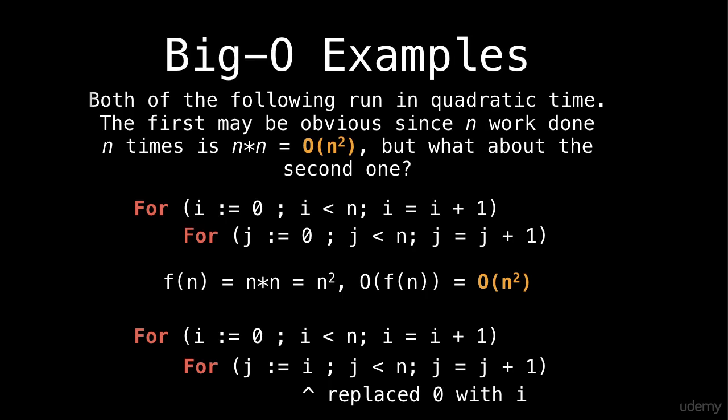So our second example is two algorithms that run in quadratic time. The first one seems obvious. We do n work n times, so n times n is big O of n squared. But observe the second one. I changed the 0 with an i. So pause the video and try to figure out maybe why that's big O of n squared.